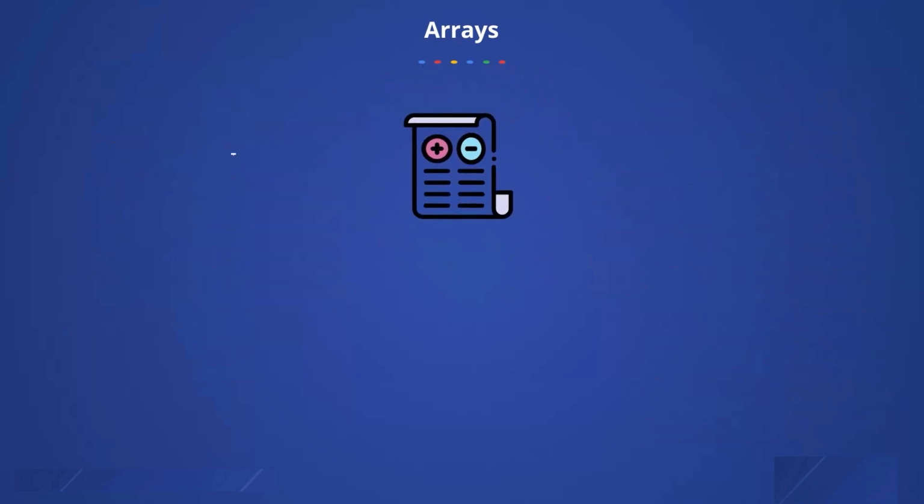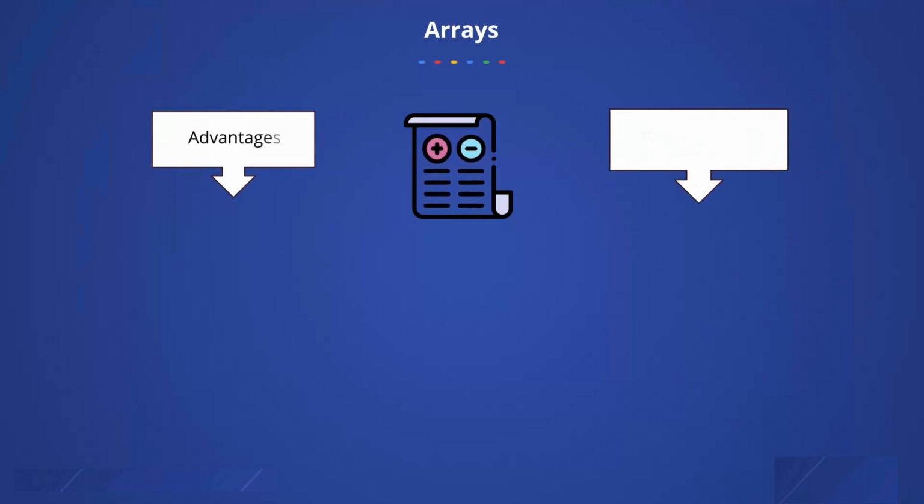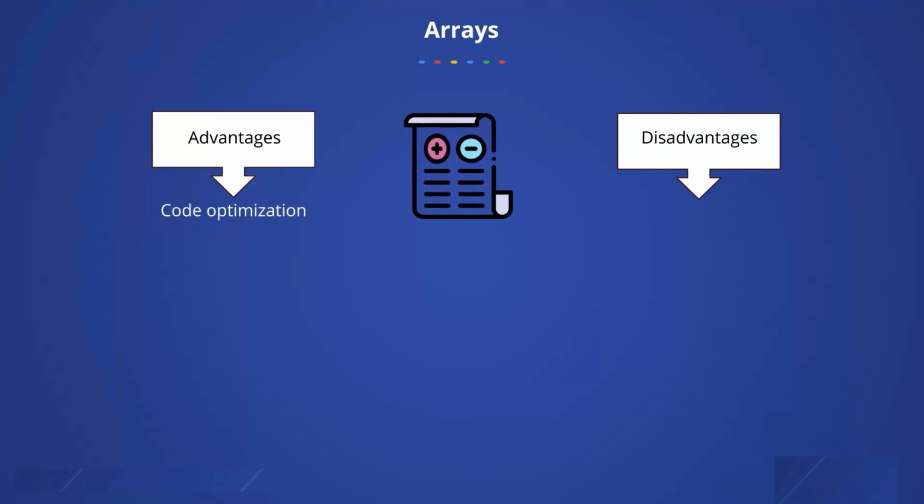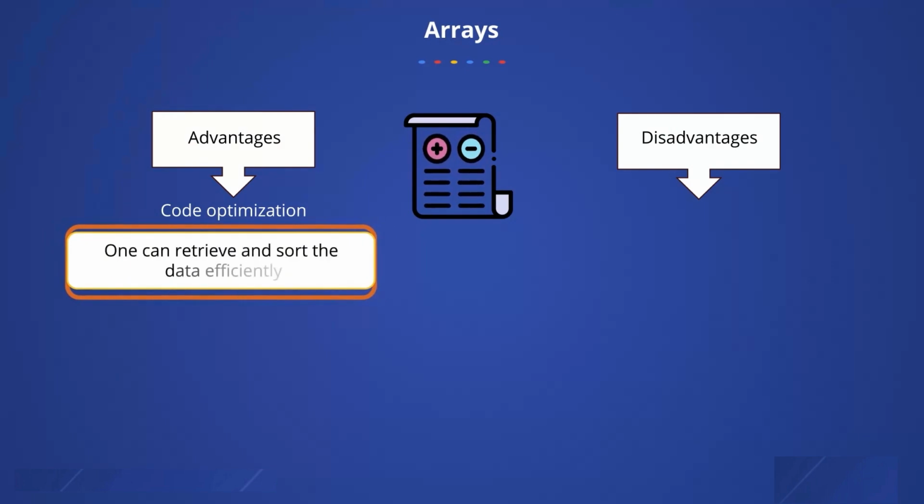Now, what are the advantages of arrays and what are the disadvantages? The first advantage of arrays is that they help you make your code well optimized, because you can retrieve whichever data you want and you can sort it whichever way you want. You can sort the data effectively, and at the same time you can access the data the way you want.